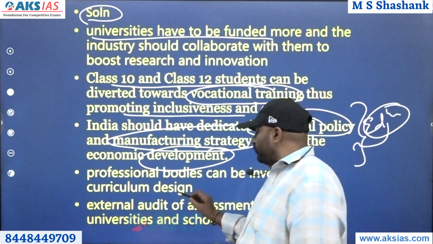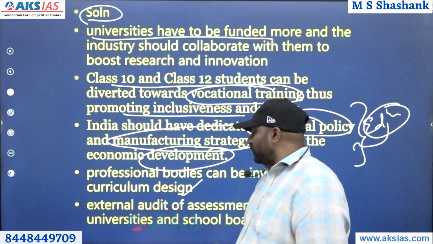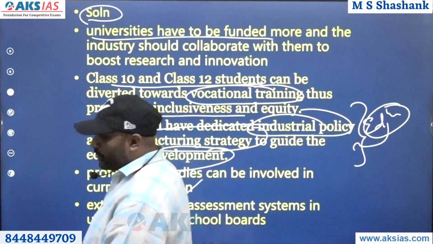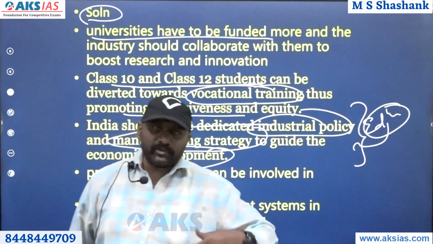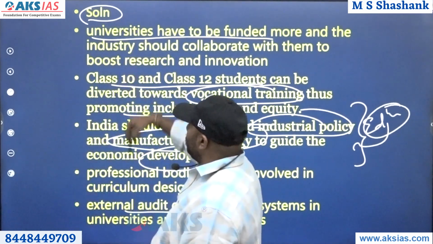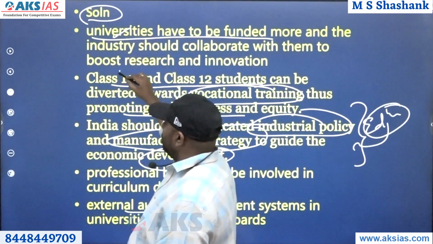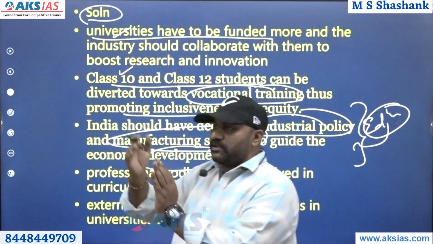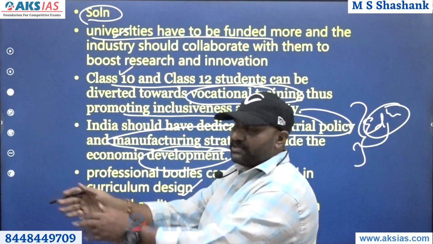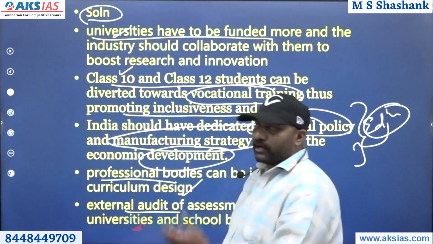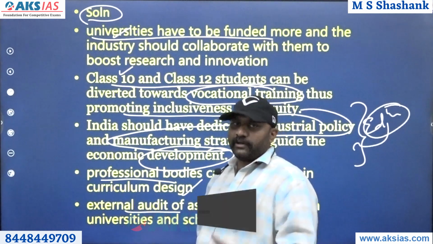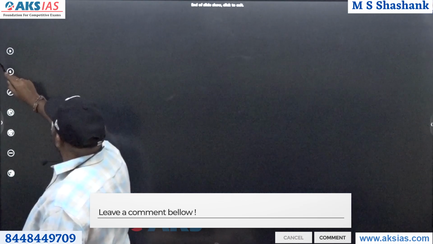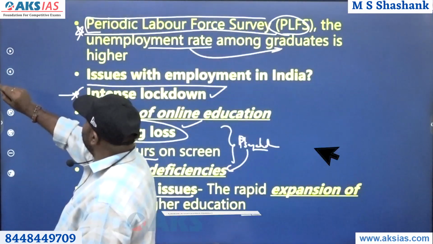And professional bodies can be involved in curriculum design, that's another thing that has to be done. And external audit for the examinations as well as universities must be provided so as to bring out the best quality in the universities. So these are the major points. So solutions: universities funding, vocational courses, India should have a dedicated policy, you make sure that industry, manufacturing and all these things are related to the education that you're studying, professional bodies for curriculum design, and external audit for assessment of examinations. If you can do all these things, I think we can go ahead with respect to a better higher education system structure.